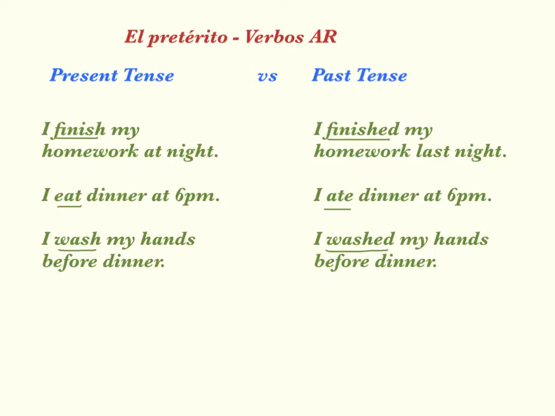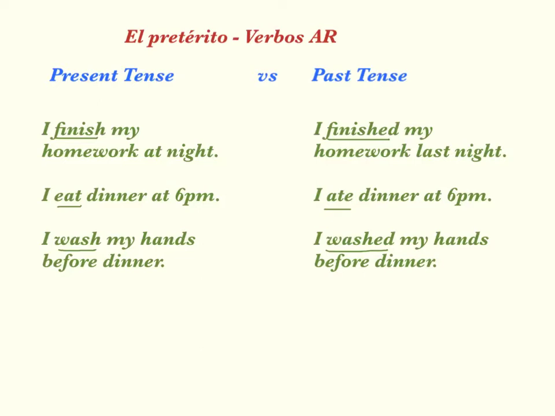Now let's take a look at the past tense. I finished my homework last night. This is referring to one thing that was done in the past and completed in the past. Last night you did your homework. I ate dinner at 6 p.m. Again, this was something that was clearly done in the past at one time. And then finally, I washed my hands before dinner. It shows that this is something that you did, again, at one single time, and it was completed.